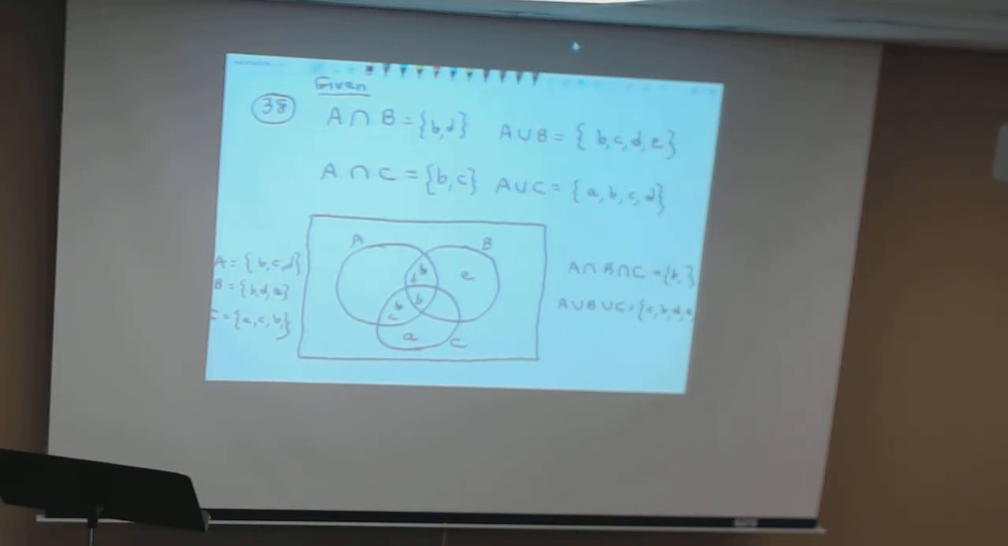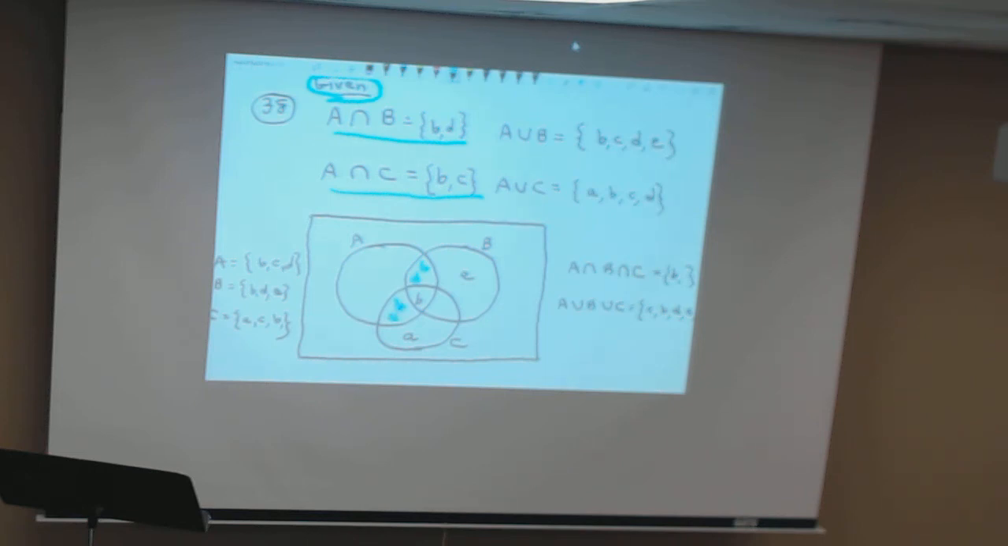38. Now, watch what it says. Given. It has a whole bunch of given information. And here's what's given. A intersect B is BD. So, watch what I do. Where A and B intersect is BD. Everybody follow that? Just what we were doing in the very first problem. And A intersect C is BC. So I put BC.